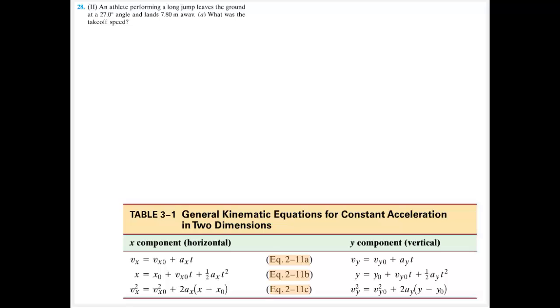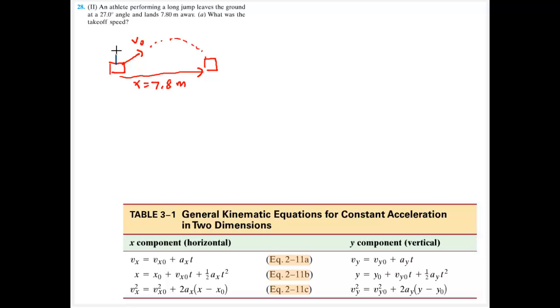Last problem is going to look very similar to the previous problem. Here I have an athlete, that's my box right there. It's going to be launched upwards at some initial velocity. They're going to go up and come back down, and they're going to land, and we know that this distance right here is going to be 7.8 meters away. That's going to be my horizontal distance.